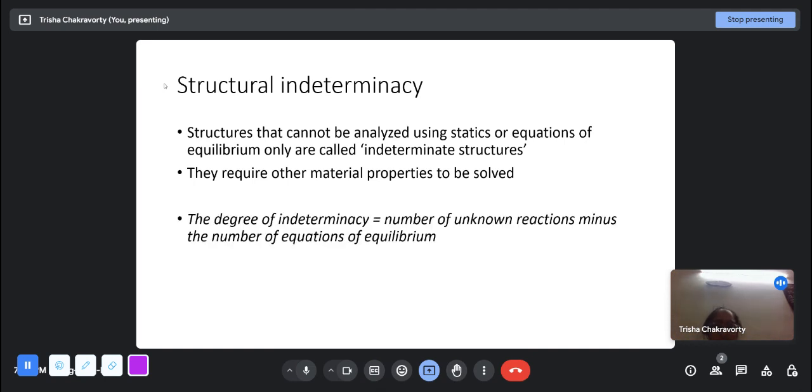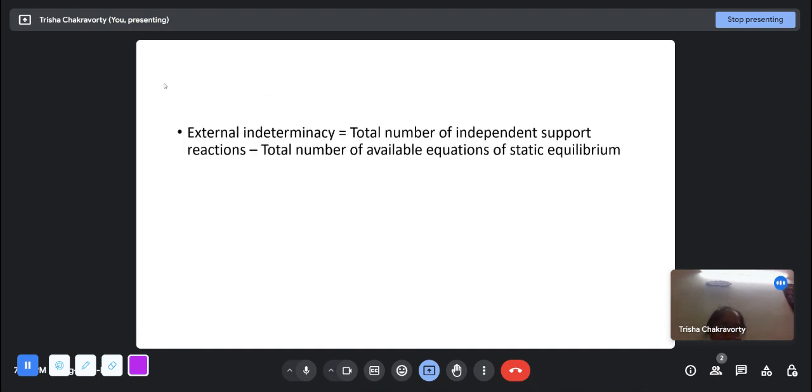The degree of indeterminacy is the number of unknown reactions minus the number of equations of equilibrium. Now, there are two types of indeterminacy, two classes: external indeterminacy and internal indeterminacy. Adding them, we get the total degree of indeterminacy. External indeterminacy is the total number of independent support reactions minus the total number of available equations of static equilibrium.